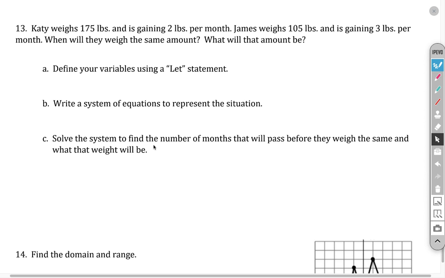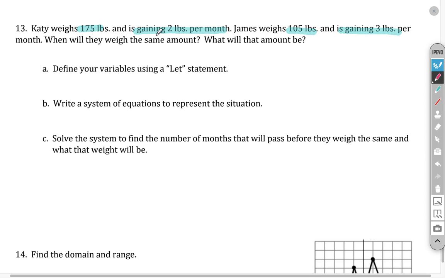Katie weighs 175 pounds and is gaining 2 pounds per month. James weighs 105 pounds and is gaining 3 pounds per month. When will they weigh the same amount and what will the amount be? Define your variables using a let statement. So let's figure out what it means first. So Katie weighs 175 pounds and is gaining 2 pounds per month. James weighs 105 pounds and is gaining 3 pounds per month.